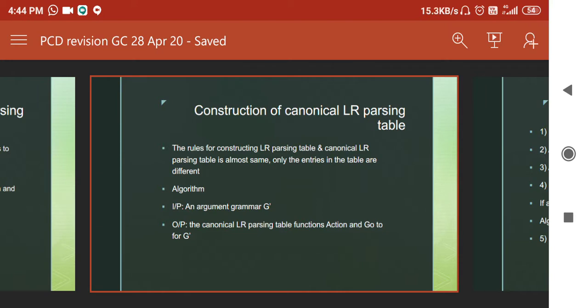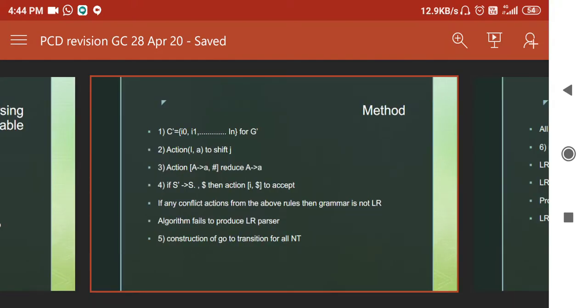And then the output, which is going to be the parsing table that we construct, which is going to have functions like action and goto. So you will have a table, and whatever action we're going to perform will be mentioned in that particular table. And then the continuation of this method. So these are the methods that we're going to use for construction of the canonical LR parsing table. You must know what the input is and what output we're going to construct, and in between this input and output, the methods that we follow are very important.